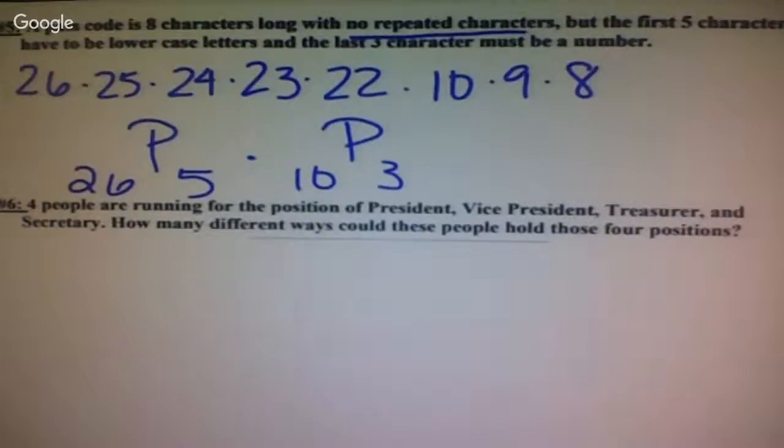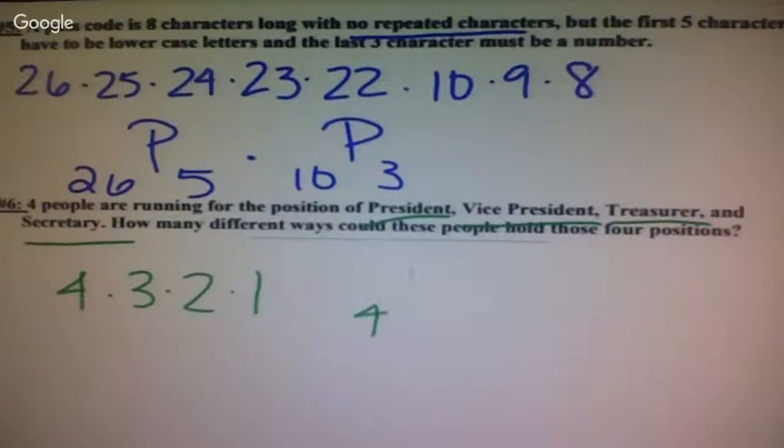Four people are running for the position of president, vice president, treasurer, and secretary. How many different ways could these people hold these 4 positions? Again, what makes this a permutation? We're talking specific positions: president, vice president, treasurer, secretary. If it just said they're running for office, that's not a permutation. So what does this look like? 4P4, or 4 times 3 times 2 times 1.